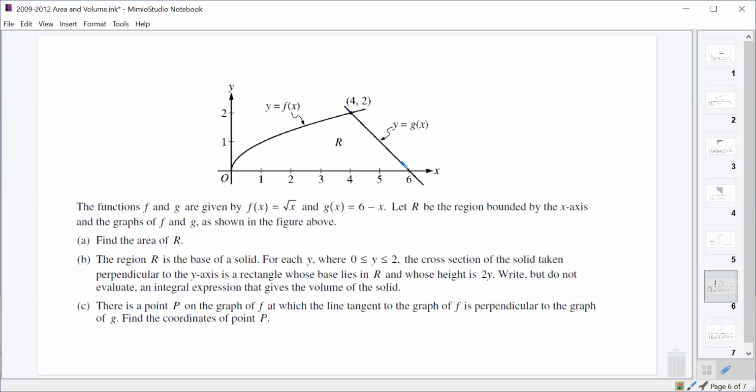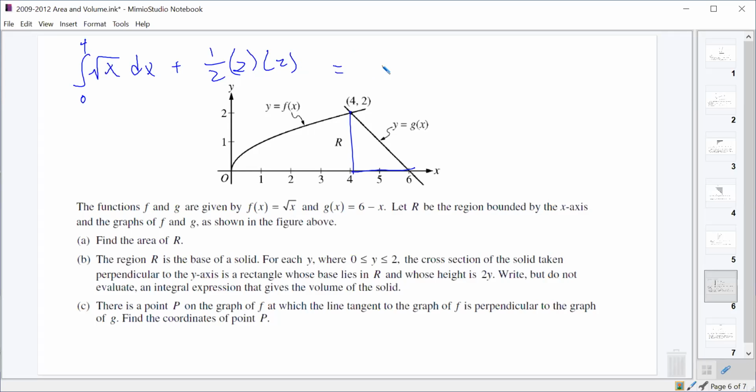So one option for part A was the integral from 0 to 4 of root x dx plus, and I'm not even going to bother to write the integral, you could write the integral from 4 to 6 of 6 minus x, but I'm just going to say 1/2 the base, which is 2, times the height, which is also 2. And that's one way you could do it.